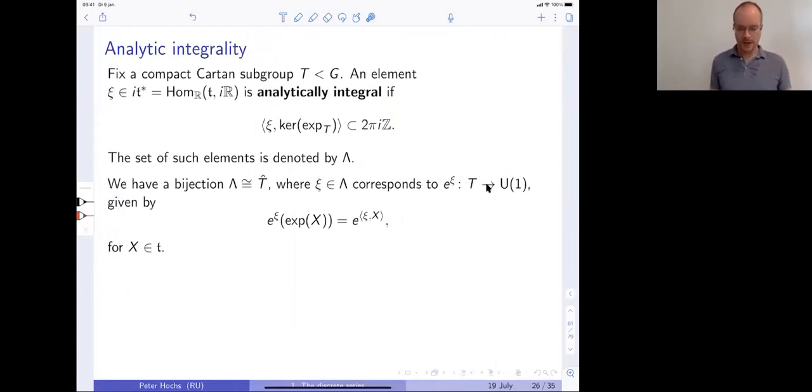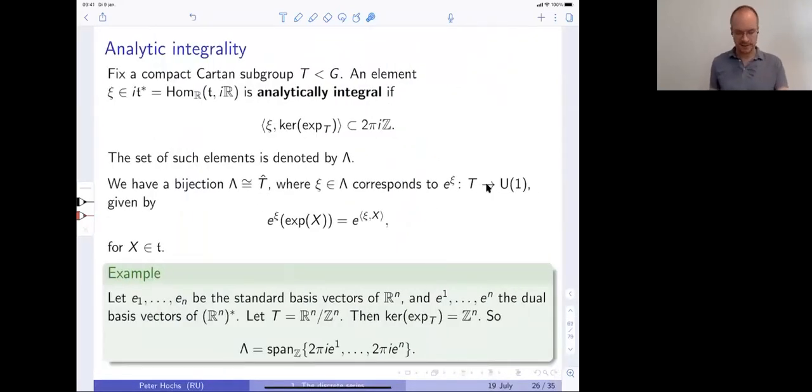Now, this is just another way of describing the unitary dual of T, because analytic integrality exactly means that this representation of T is well defined. So for this xi, we want to define a homomorphism e to the xi from T to the circle by this formula: e to the xi of the exponential of some element is this thing. And this, of course, means that if exp of x is trivial, we want the right-hand side to be trivial, which means that this thing has to be in 2 pi i times Z. So that's another way of defining analytic integrality. It just means that it gives a unitary representation.